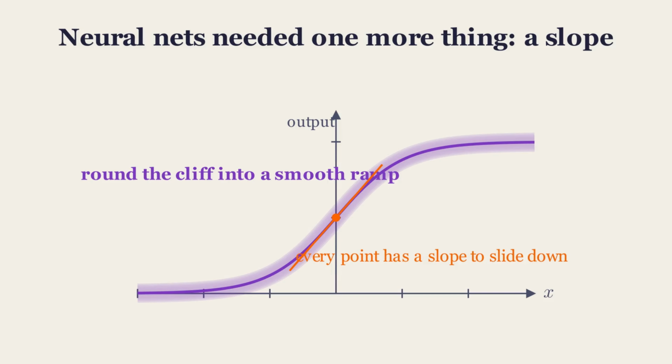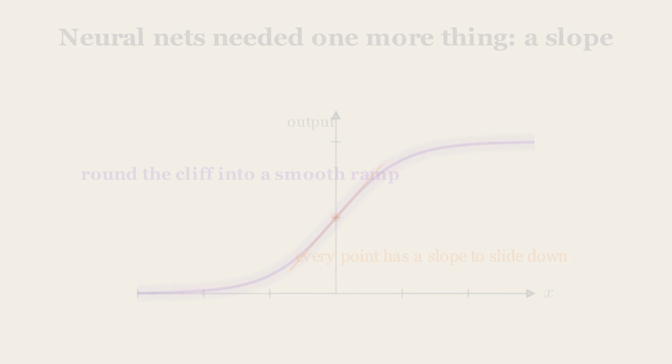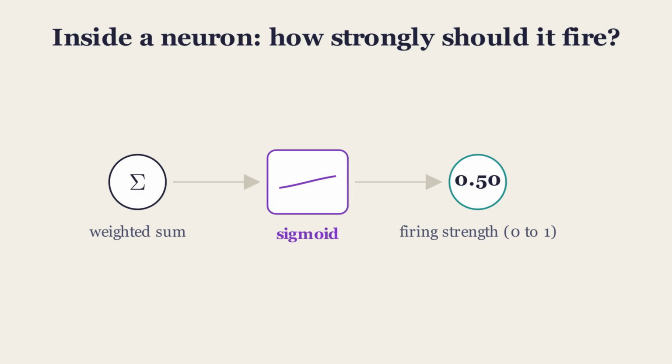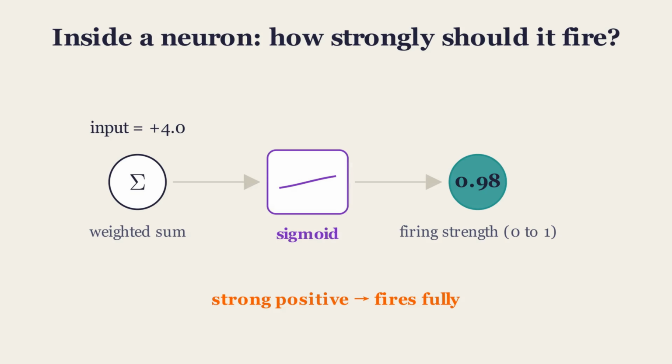Inside a neuron, it works like this. The neuron adds up its inputs into a score, and the sigmoid turns that score into a firing strength. Strongly negative, and the output falls near 0. The neuron stays quiet. Strongly positive, and it climbs near 1. It fires fully. Right in the middle, it sits at an even 0.5, born to cap a growth curve, kept for its smooth, learnable slope.